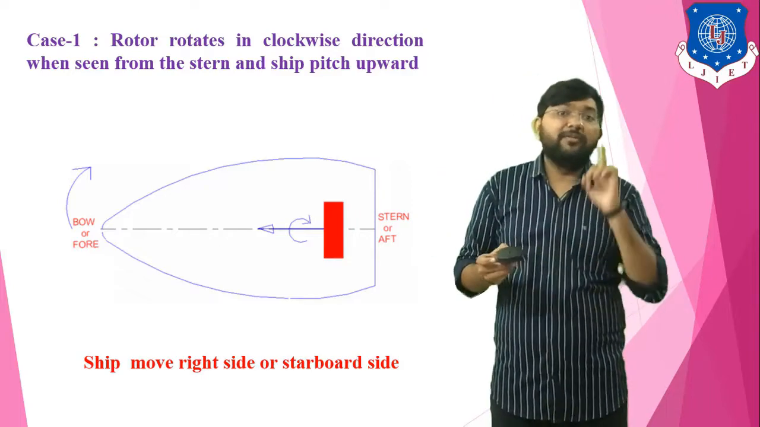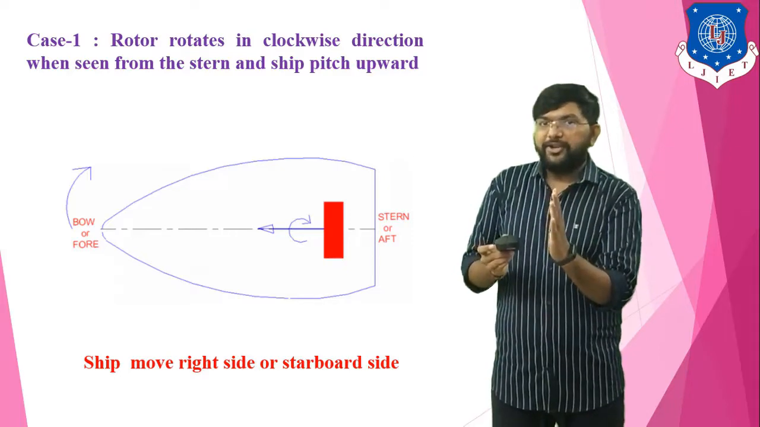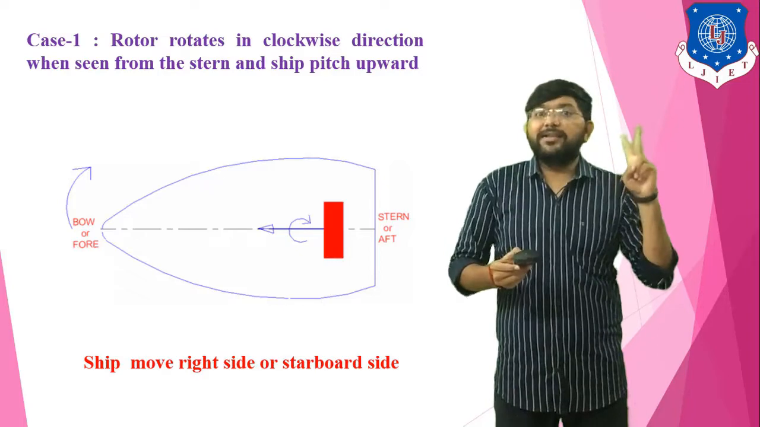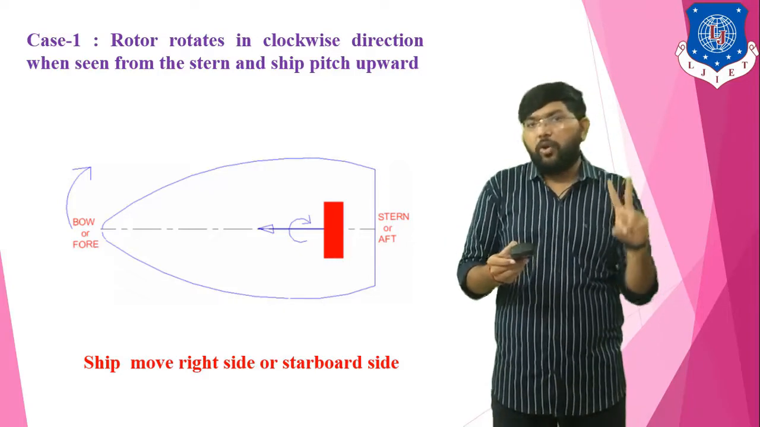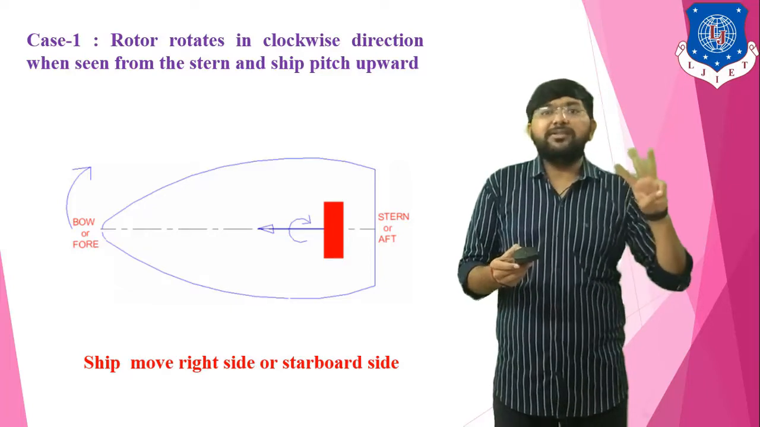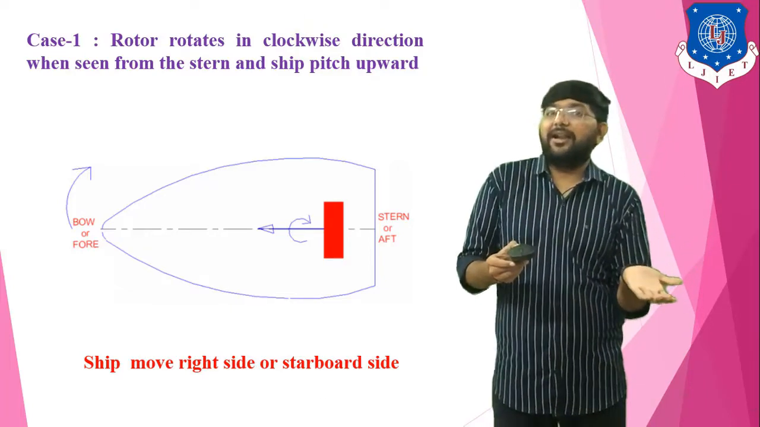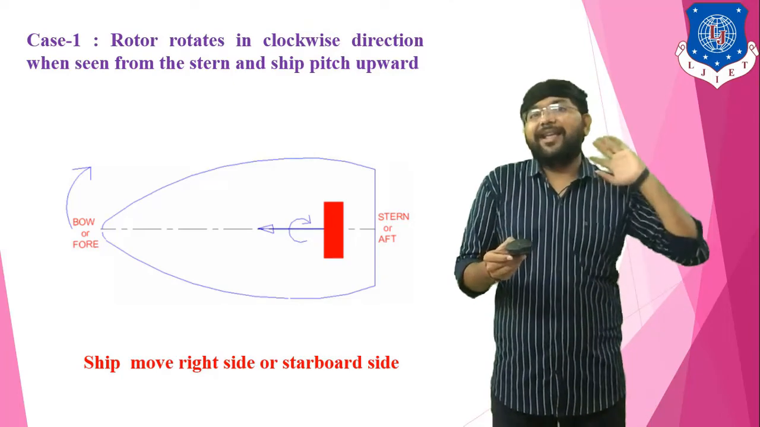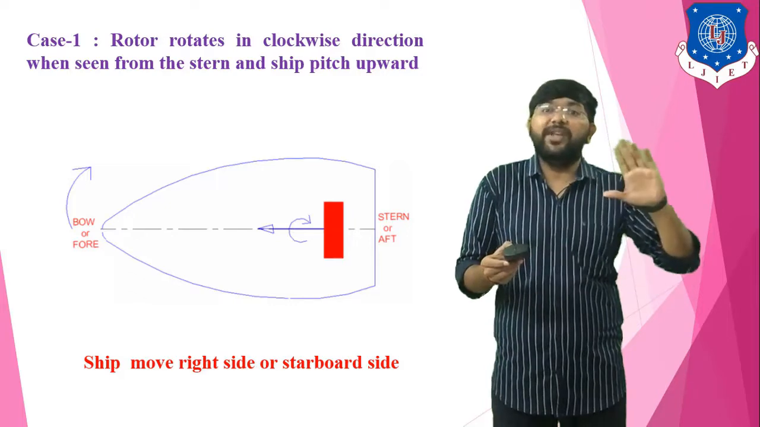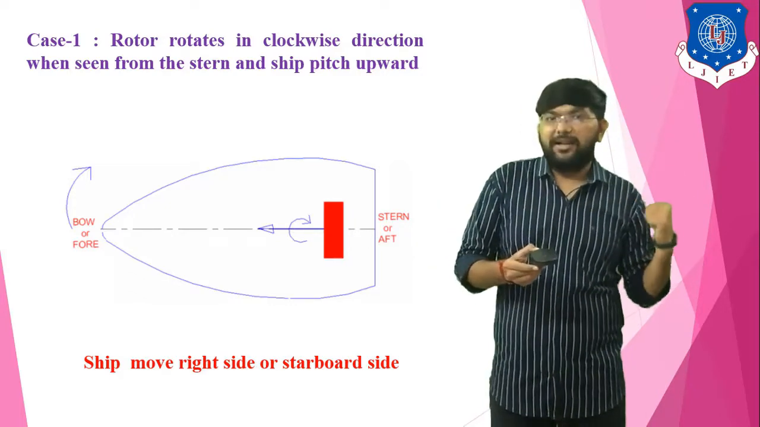In case 1, once again I explain, the rotor rotates in clockwise direction and the ship pitches upward. This is case 1. What is case 2? Rotor rotates in clockwise direction and the ship pitches downwards. First two cases. What is the third case? Rotor rotates in anti-clockwise direction. At that time the ship pitches upward. And case number 4, rotor rotates in anti-clockwise direction and the ship pitches downward. So these 4 cases we have to discuss in this lecture.